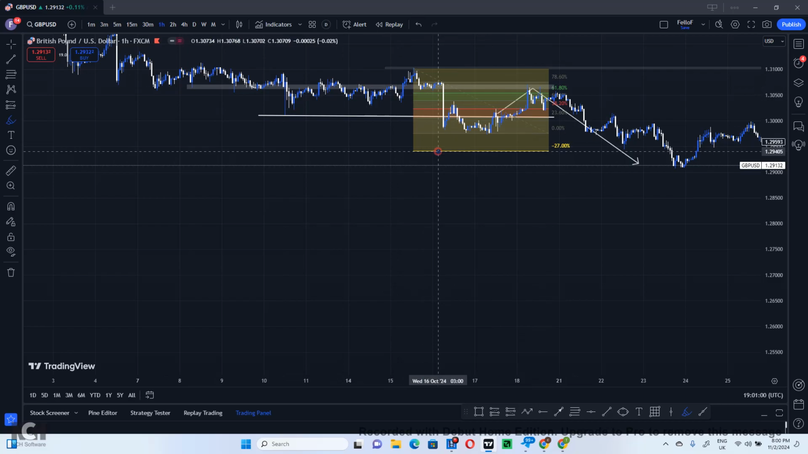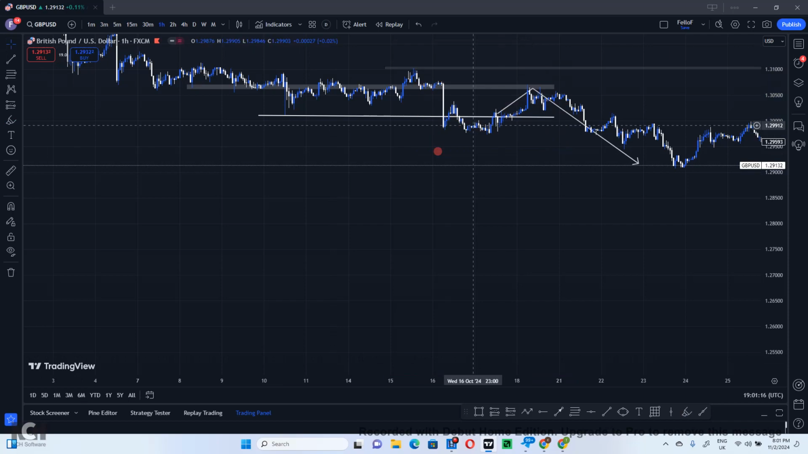The first confluence is price rejecting our key level. The second one is price touching our points of interest on the Fibonacci. And you see, after this rejection, let me just take out my tool.